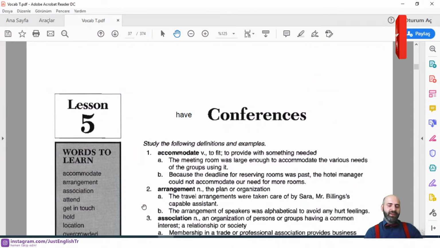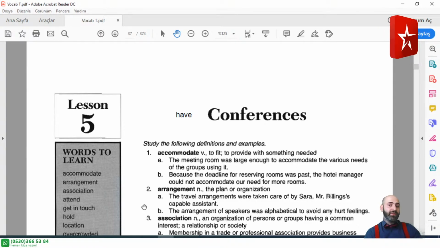Now, as for our examples, we have got two sentences over here. Sentence A says that travel arrangements were taken care of by Sarah, Mr. Billings' capable assistant. And sentence B says the arrangement of speakers was alphabetical to avoid any hurt feelings.